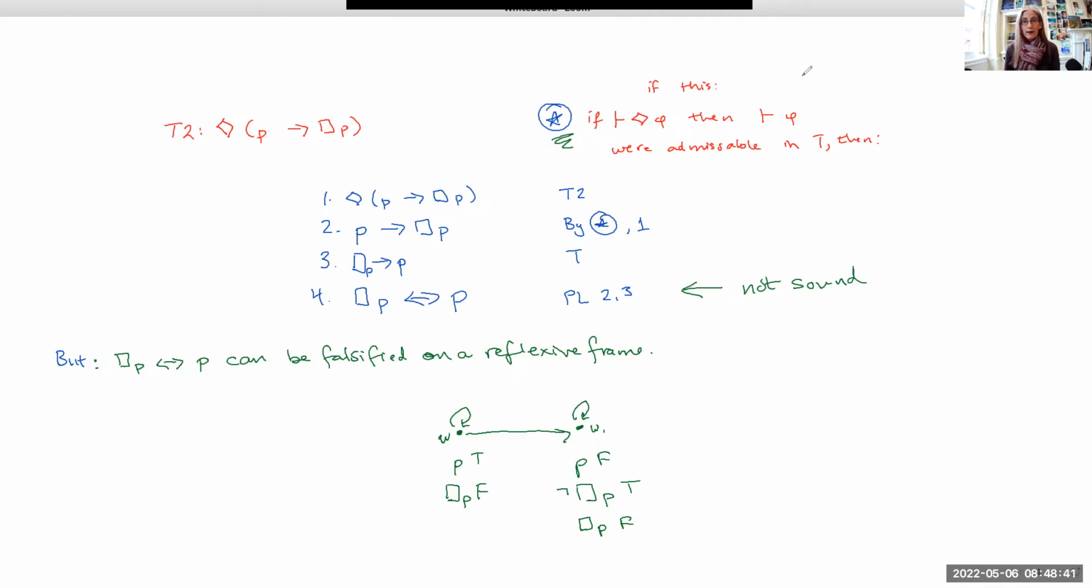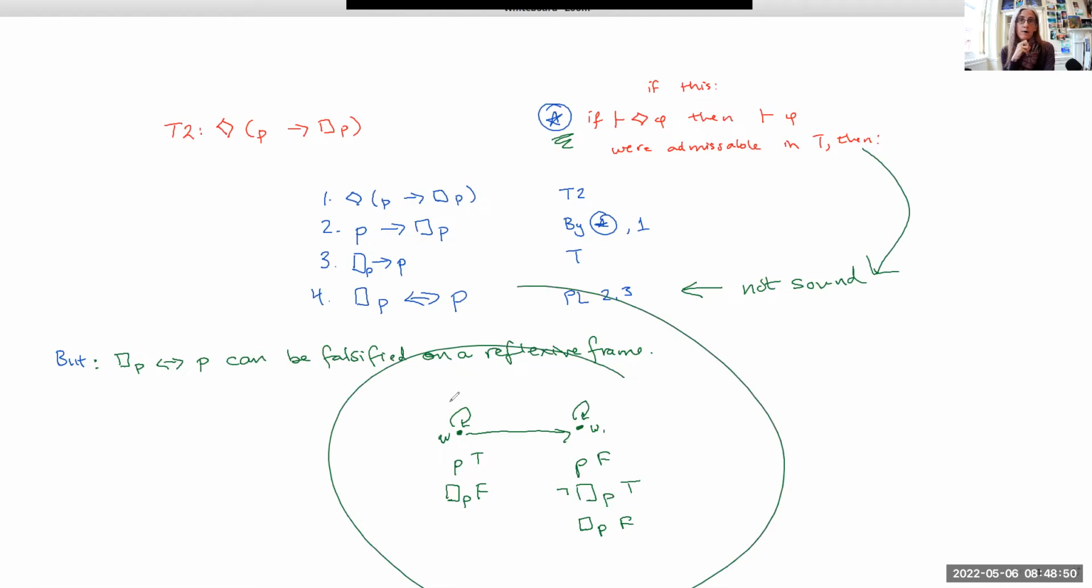So if this rule were admissible in T, then we could prove something that's not sound. And we see that that's not sound because we can give a reflexive frame that makes the formula false. So the rule that was admissible in K is not admissible in T.